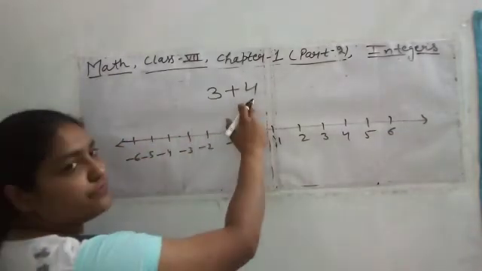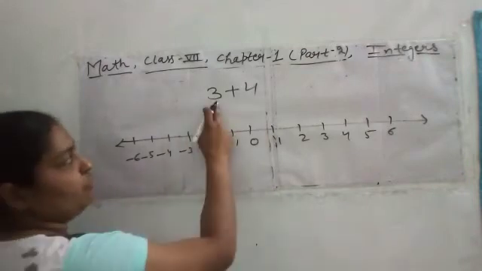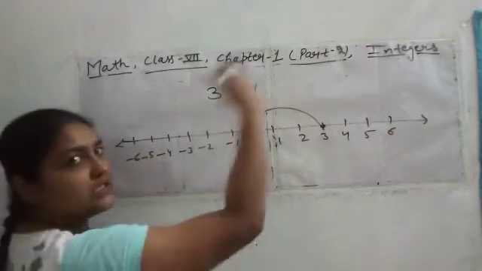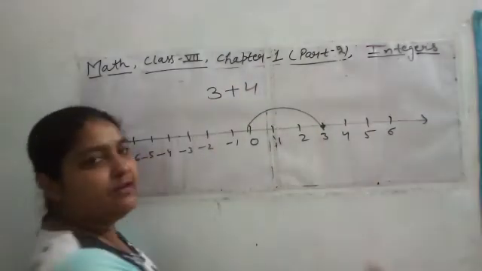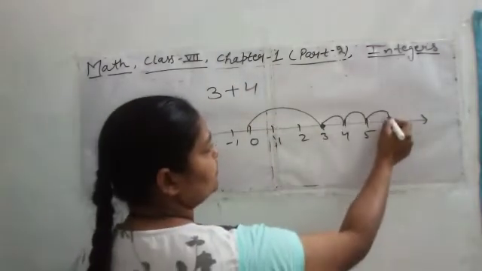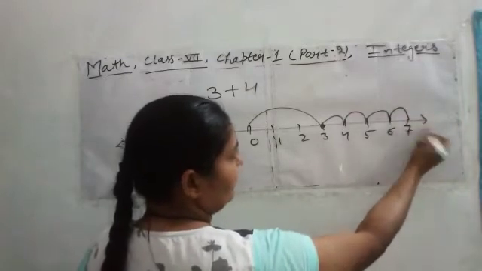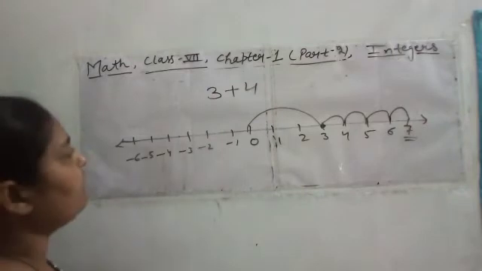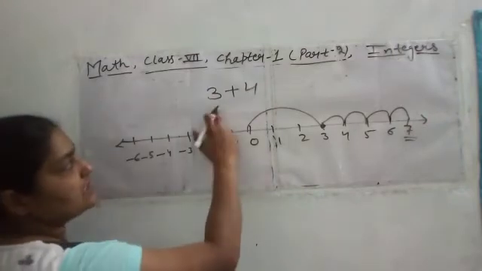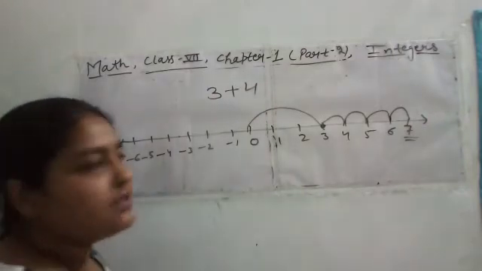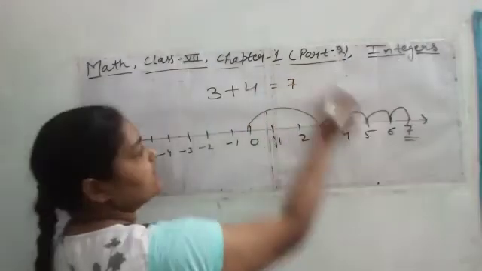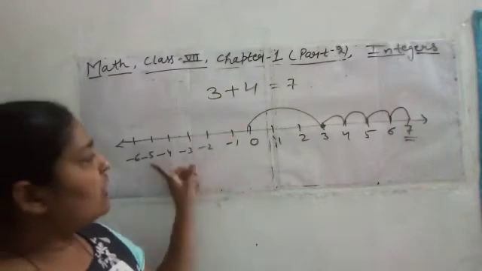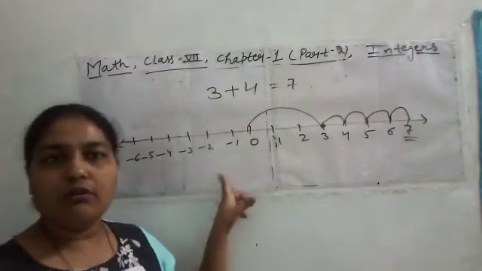This is 3 plus 4, which means firstly we have to go to 3, directly from 0 to 3. This is 3. After that, plus 4: we have to move 4 steps ahead. 1, 2, 3, 4. The answer is 7. You can verify your answer: if we do 3 plus 4, it will be 7. 7 is our answer. But we have to solve the integers on the number line. You have to show it like this.